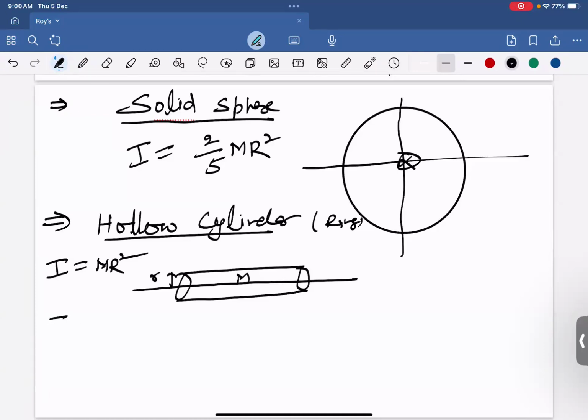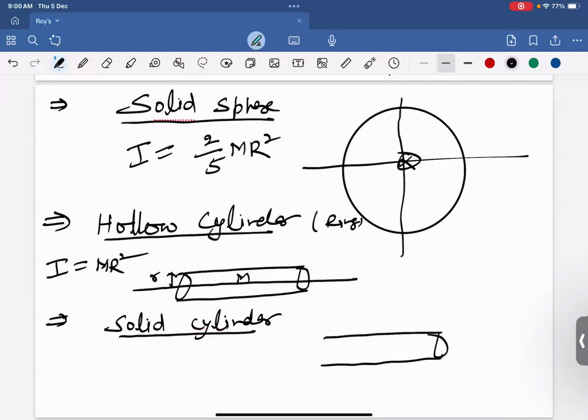If you have a solid cylinder, so you should write that chart that is given. That chart you should write somewhere and remember it. It's very important. If you have a solid cylinder, in that case, it is like a disk. So you can use mr square by 2. That is the disk.